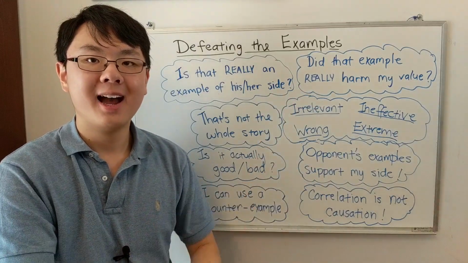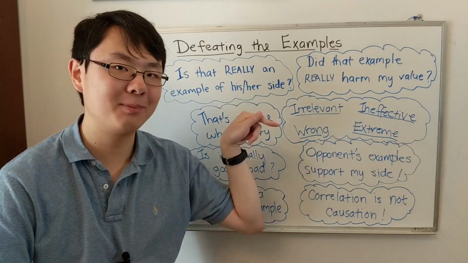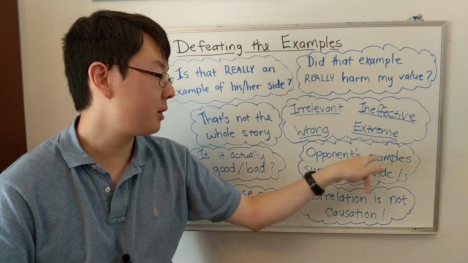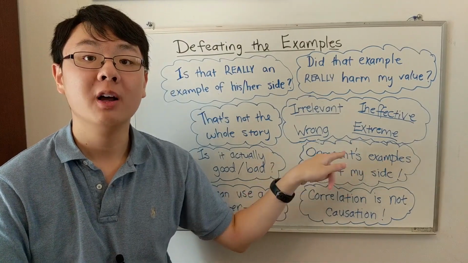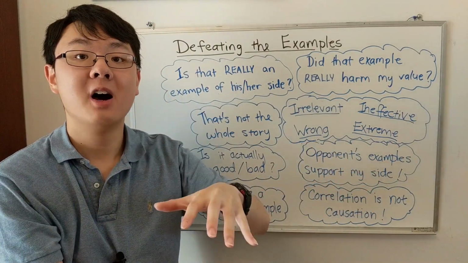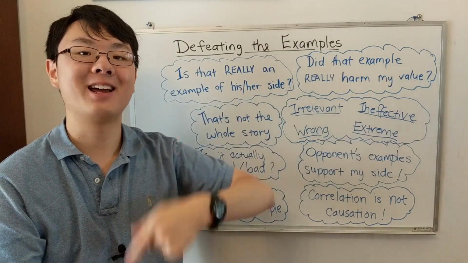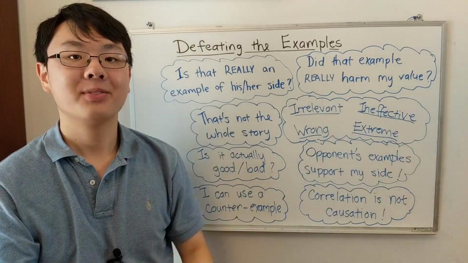Twist it around and say, actually, that example shows how my side of free trade is good. That's an example of free trade. So twist your opponents around, make them support your side. Make your opponent's example support your side. That totally flips everything on its head, and all of a sudden your opponent is advocating for you with your own example, and nothing feels better.